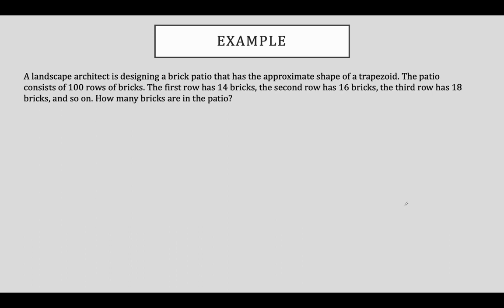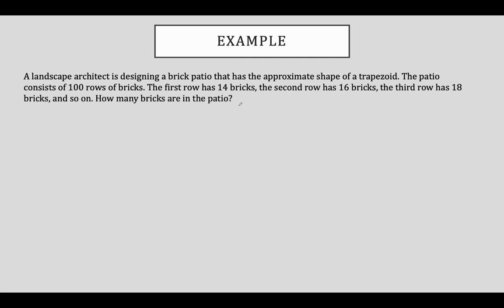All right, let's try one more. A word problem in this case. A landscape architect is designing a brick patio that has the approximate shape of a trapezoid. The patio consists of 100 rows of bricks. The first row has 14 bricks, the second row has 16 bricks, the third row has 18 bricks, and so on. How many bricks are in the patio?